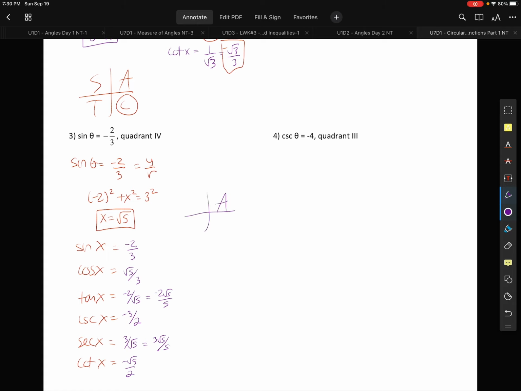All right, finishing off the idea, ASTC, I'm in quadrant 4, so cos is positive, sine's negative, tan's negative, cosecant's negative, and cotan's negative. All right, so there are our 6 answers.